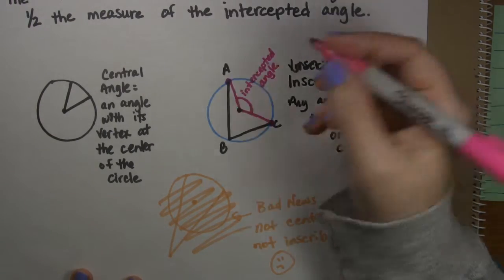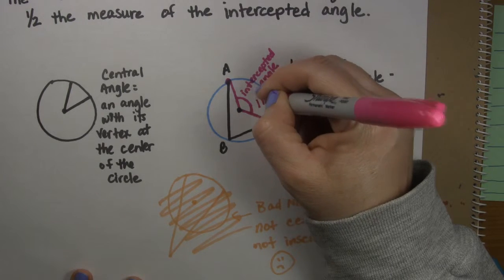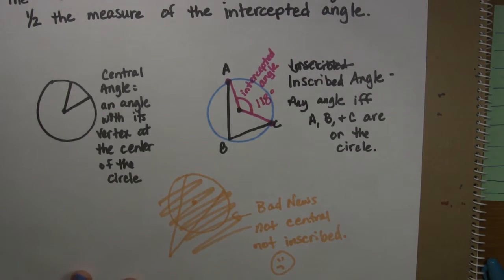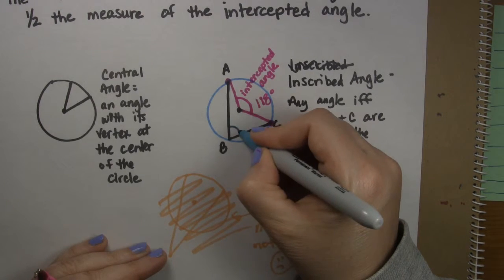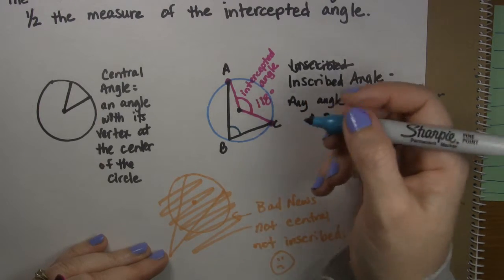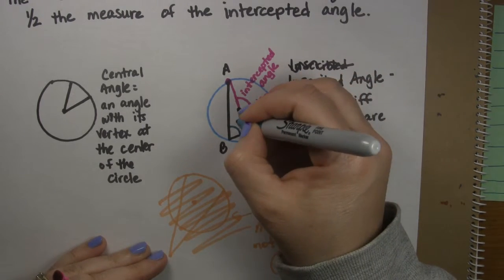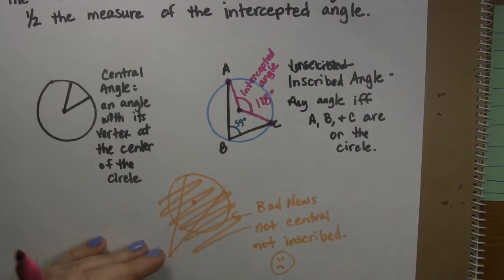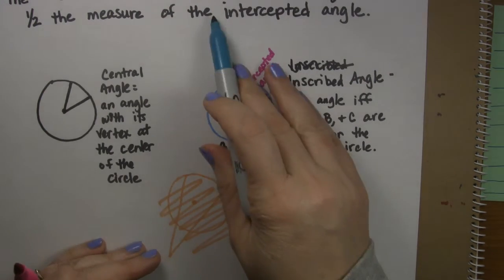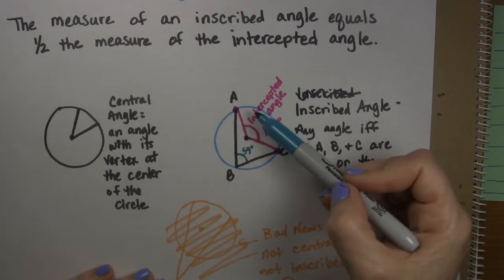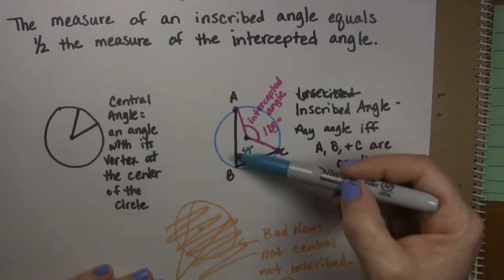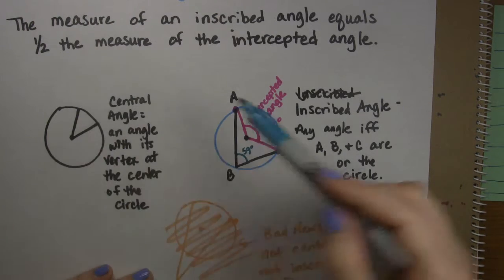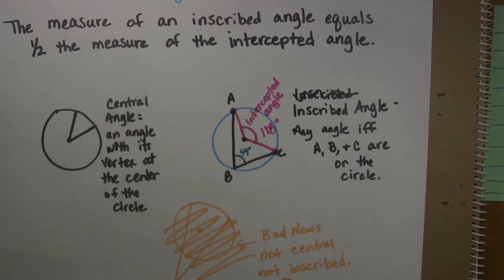And so whatever measurement this is, let's say that this is, what does that look like to you? That looks like 118 degrees. Doesn't it? Not really. Yeah, let's say 118 degrees. So then that means that this angle right here is going to be half of that. So that is going to be 59 degrees. Right? That is what the inscribed angle theorem says. It says that the inscribed angle, ABC, is half the measure of the intercepted angle, 118.